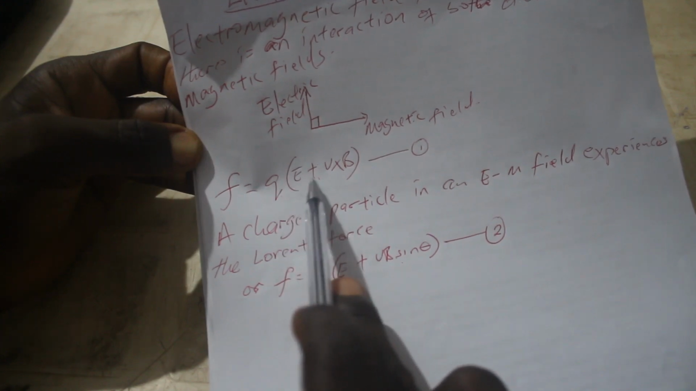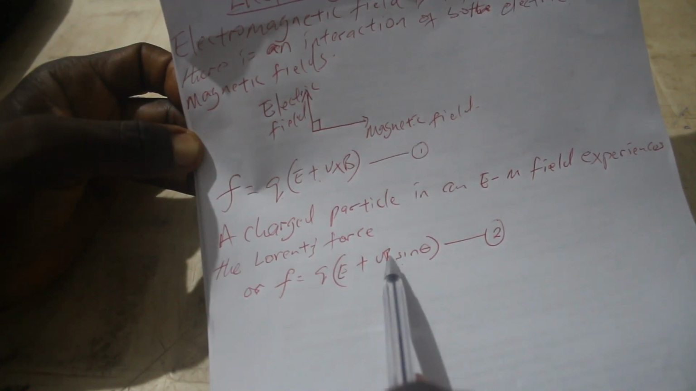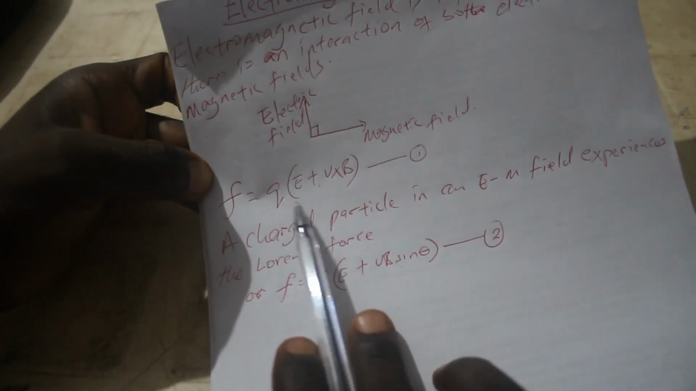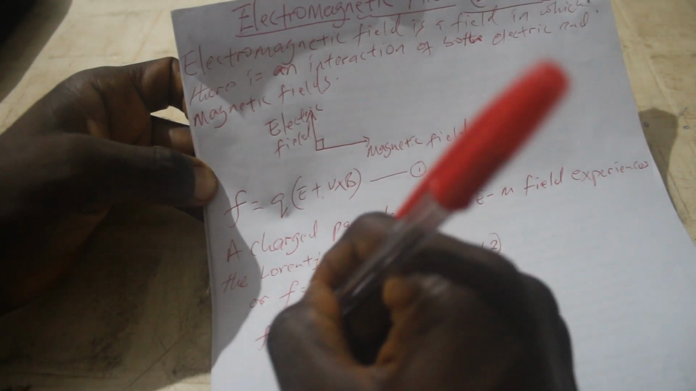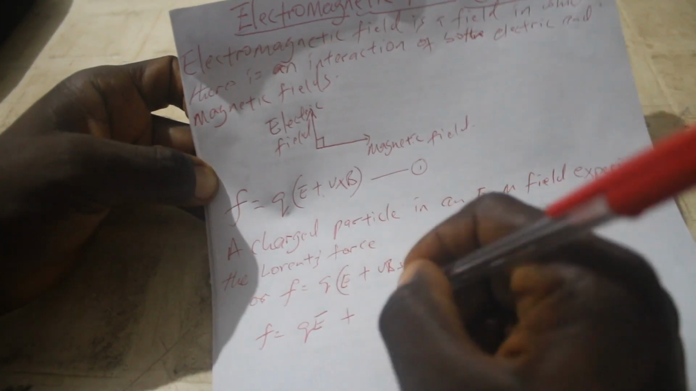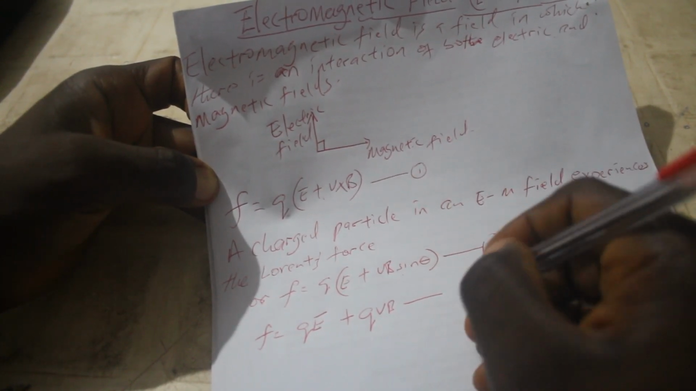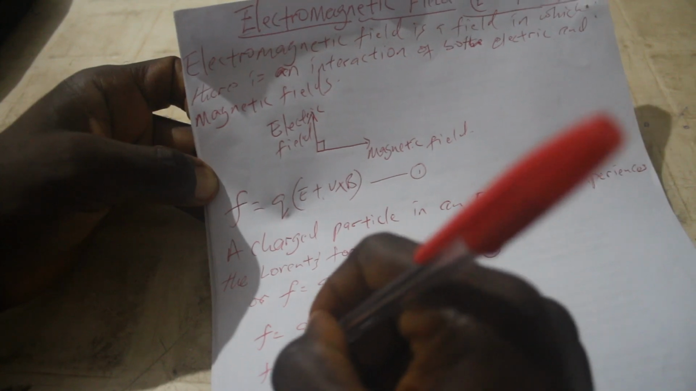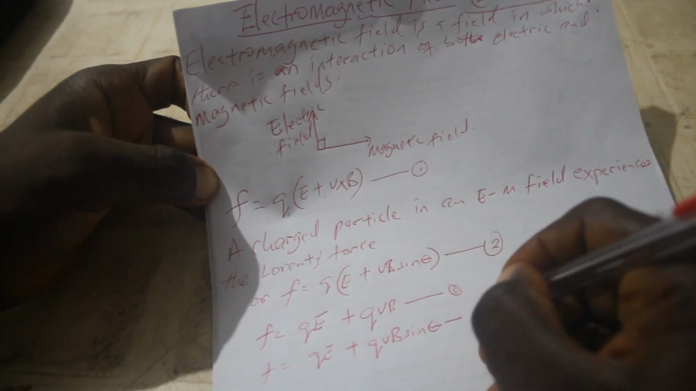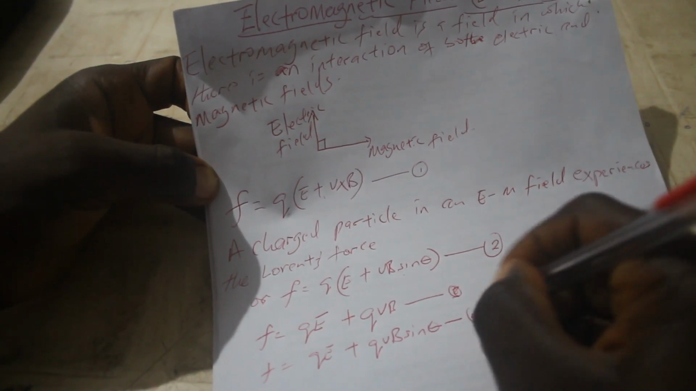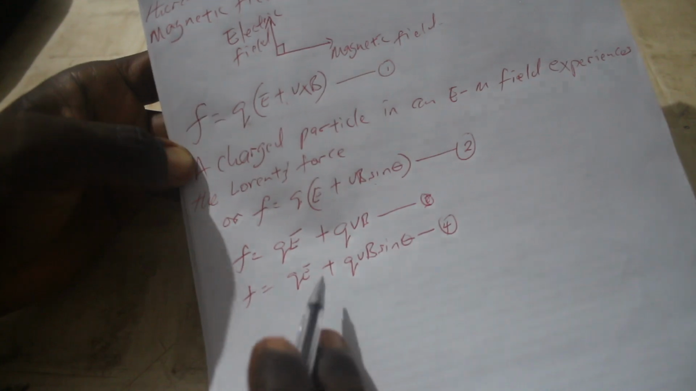F is equal to Q(E plus V cross B), or F is equal to Q(E plus VB sine theta). Now, if you look very carefully, when you expand these brackets, equation 1 becomes F is equal to QE plus QVB, or equation 2 becomes QE plus QVB sine theta. So if you expand these two brackets, you get these two equations.